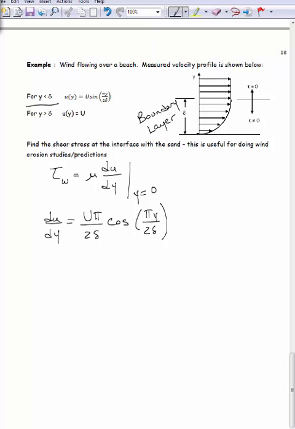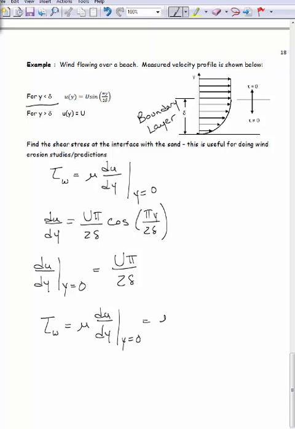Okay, so now let's plug in y equals 0 into du dy. Cosine 0 is just 1, so that's U times pi over 2 delta. So our tau at the wall, or tau at the beach-air interface, is just going to be mu times du dy at y equals 0, which is mu times U times pi over 2 delta. And that's our answer.